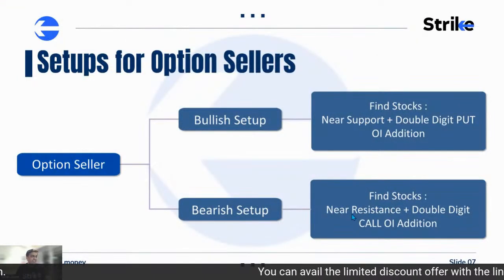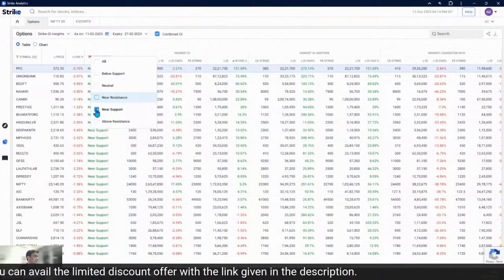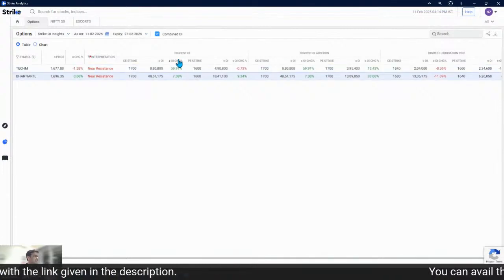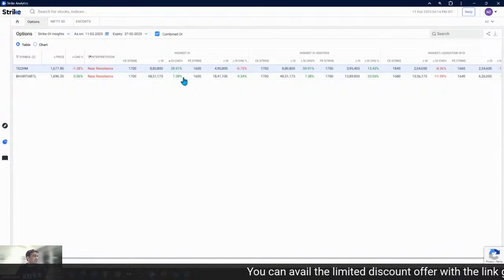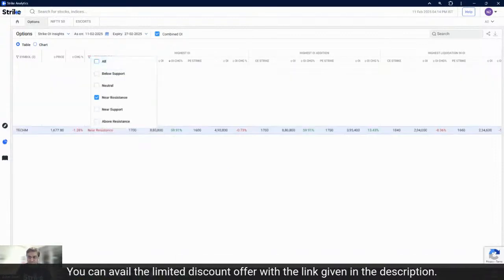Now for a bearish setup, near resistance, double digit call OI addition. So near resistance, and you can say double digit OI addition, that is Tech Mahindra 59% addition, Bharti Airtel only 7% addition. All right, is that clear my friends?